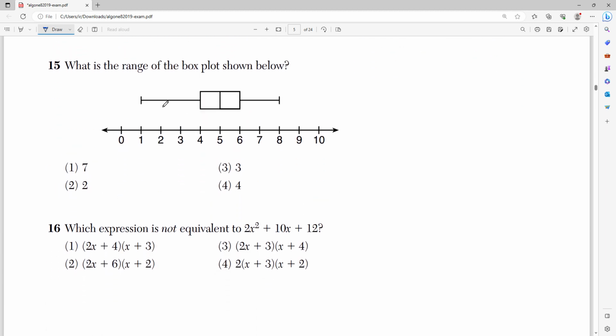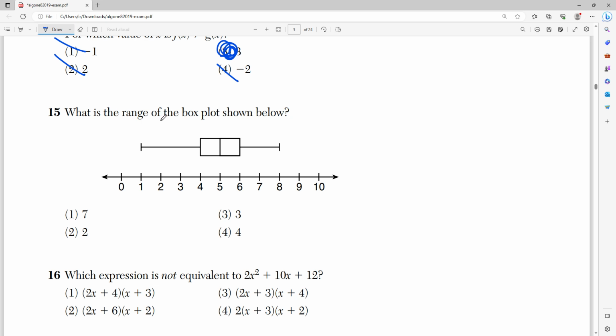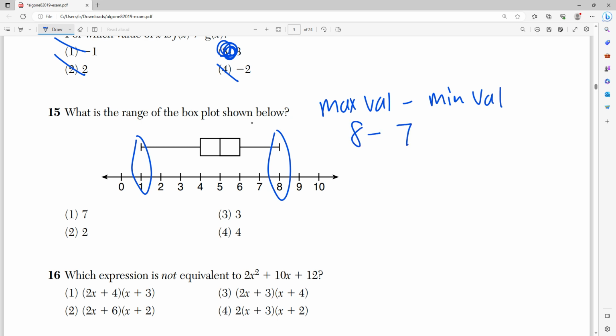That's all. So number 15 asks, what is the range of the box plot shown below? The range is the max value minus the minimum value, right? So what's the max value? The max value is 8 minus the minimum value, which is 1. Oh, sorry, 8 minus 1, my fault. 8 minus 1, so the range is actually 7. There you go. That's the answer to that. And it conveniently tells you the minimum value, whichever value is above this.